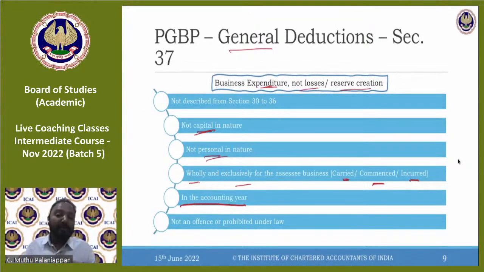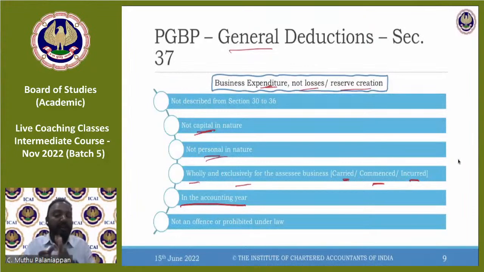Remember, in your 11th and 12th standard accounts, you would have studied accounting for prepaid expenditure. Why are we segregating prepaid expenditure? Because it does not relate to the year in which the business is operating. That prepaid expenditure is not for the accounting year, so you keep it aside in the balance sheet. Similarly, in income tax also, whatever you are claiming under section 37 should be an expenditure for the relevant accounting year.